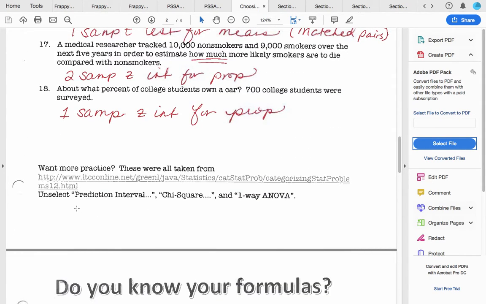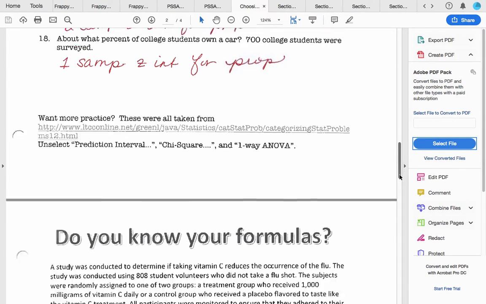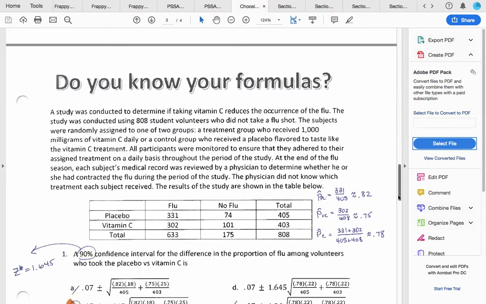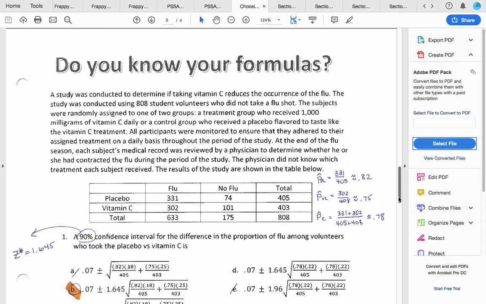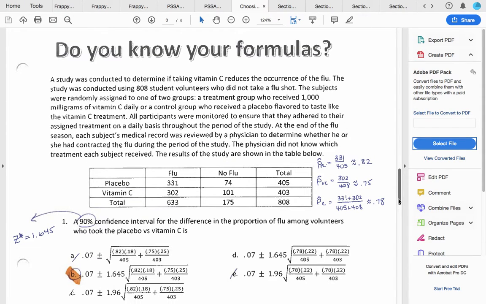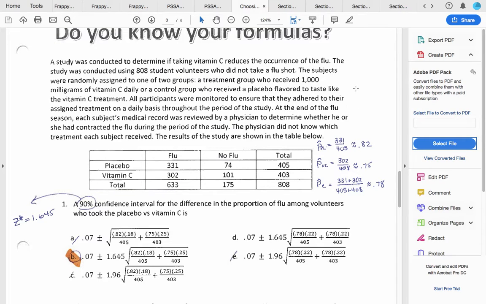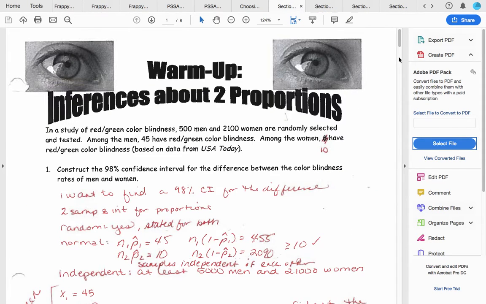There's more stuff here, but if you go to that website, you just want to make sure you unselect these options here, because we haven't covered those yet. All right, this one right here. Again, you should attempt the problem before you just listen to me. In these ones right here, for the first one, we want a confidence interval. So let's see here if I can find it.